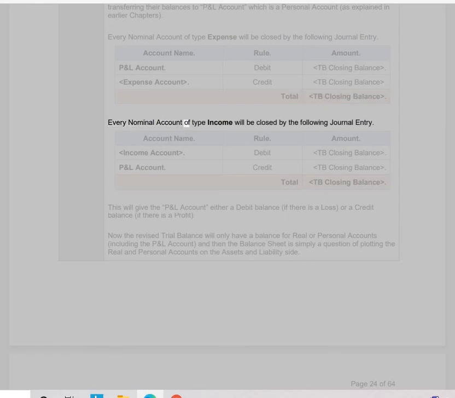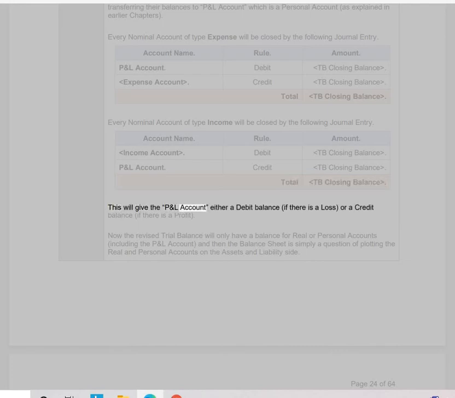Every nominal account of type income will be closed by the following journal entry. Account name. Rule. Amount. Income account. Debit. TB closing balance. P&L account. Credit. TB closing balance. Total TB closing balance.